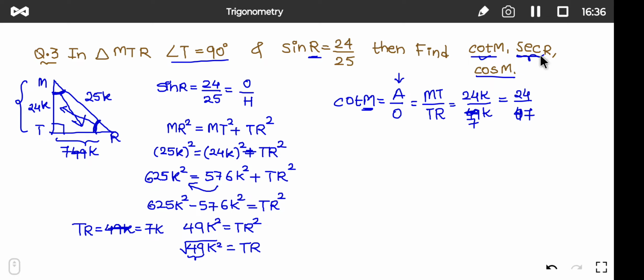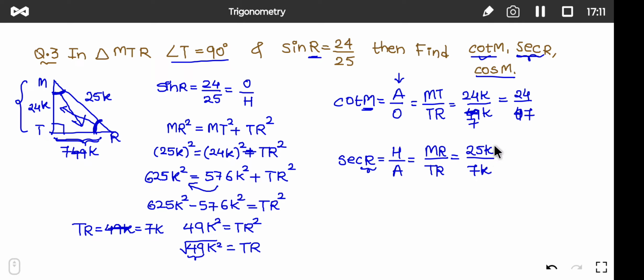Similarly, we can find out sec R. So sec R is equal to, sec is nothing but reciprocal of cos. Cos is adjacent upon hypotenuse. So sec is hypotenuse upon adjacent. So hypotenuse is what here? MR, that is fixed, upon adjacent. So adjacent of which angle? R angle. So for R angle, the adjacent side is nothing but TR. So MR upon TR. So MR is 25k divided by TR. TR is nothing but 7k. So k and k will get cancelled. So answer is 25 by 7.